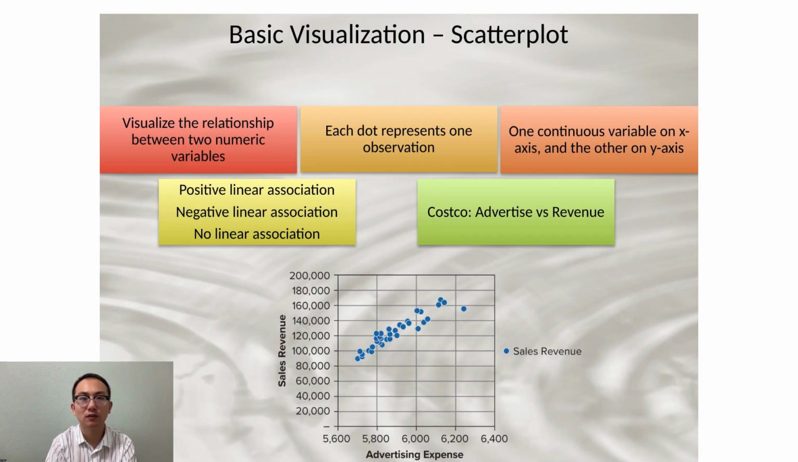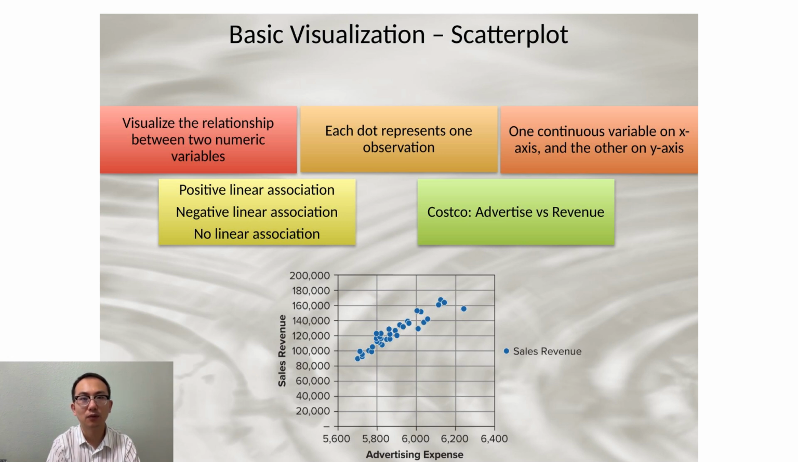Now, the main question we ask with a scatter plot is, are these two variables related? And if so, how? If the dots tend to move up and to the right, that means both variables are increasing together. We call that a positive linear relationship. If the dots move down and to the right, it means as one variable increases, the other decreases. That's a negative linear relationship. And if the dots are scattered randomly with no clear pattern, then the two variables likely have no linear relationship.